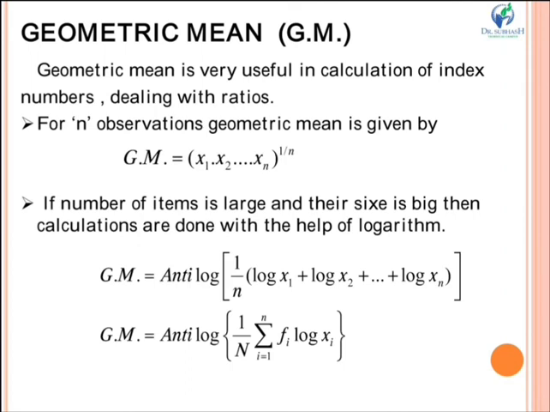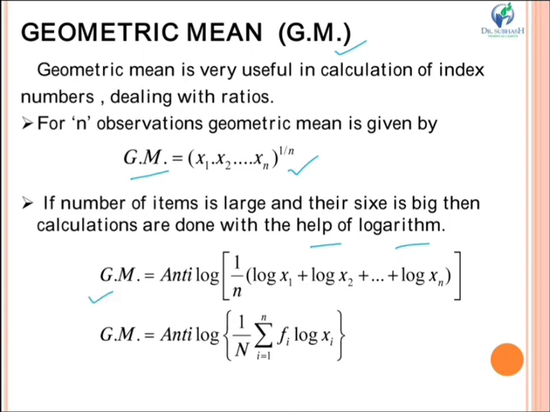Now our next topic is geometric mean, that is GM. Geometric mean is useful in the calculation of index numbers, dealing with ratios, etc. Now let us see some formulas on geometric mean. For n observations, the geometric mean is given by GM equals (x1, x2 up to xn) raised to 1 by n. And next, if the number of items is large and their size is big, then the calculations are done with the help of logarithms.